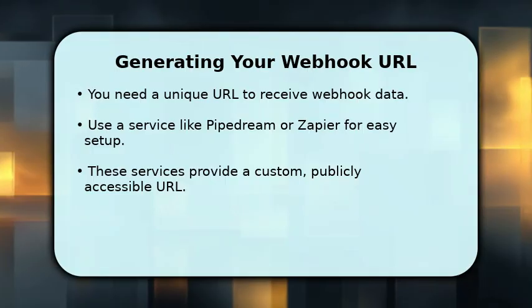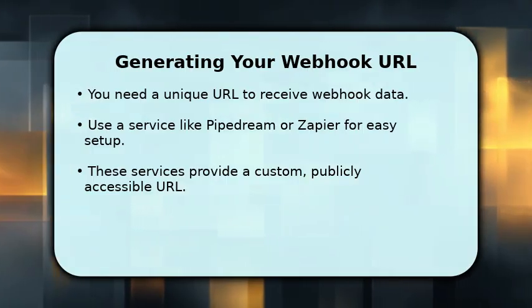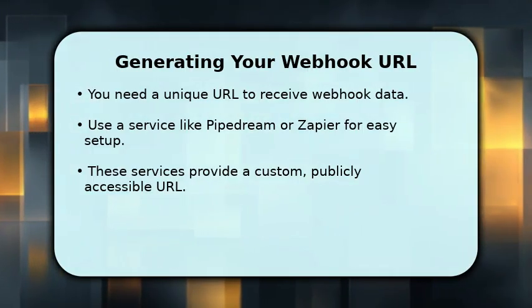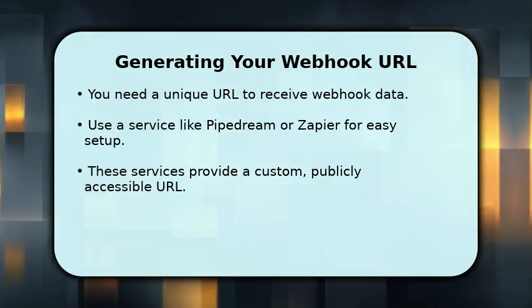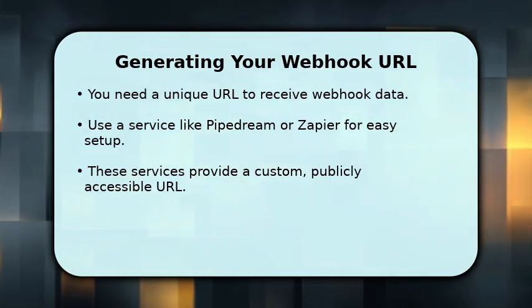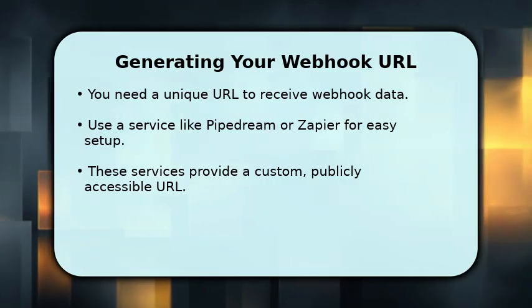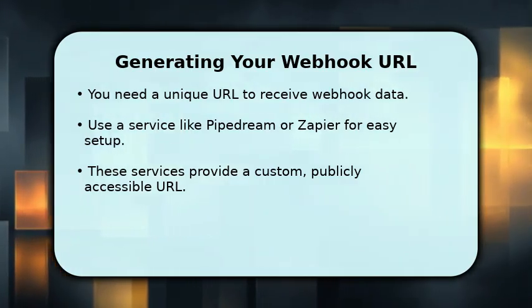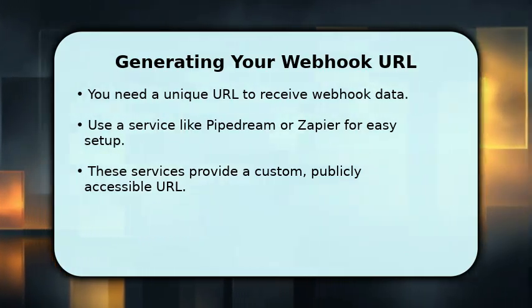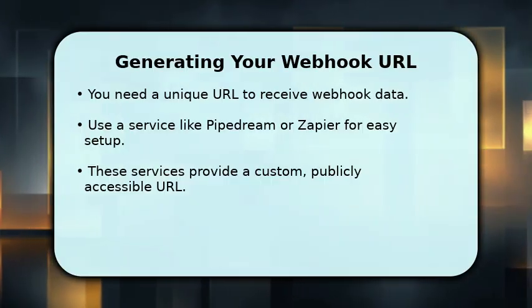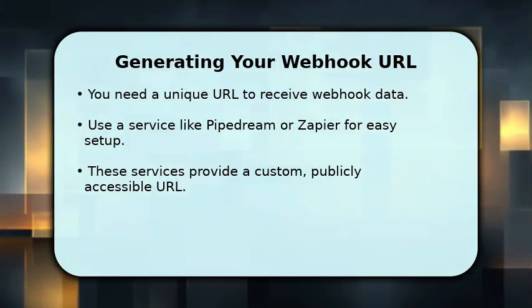To begin, you will need a unique URL that can receive the webhook data. Services such as Pipedream or Zapier are excellent choices for generating this. They provide a custom, publicly accessible URL that acts as the endpoint for your TradingView alerts. This URL is where all your alert information will be sent.